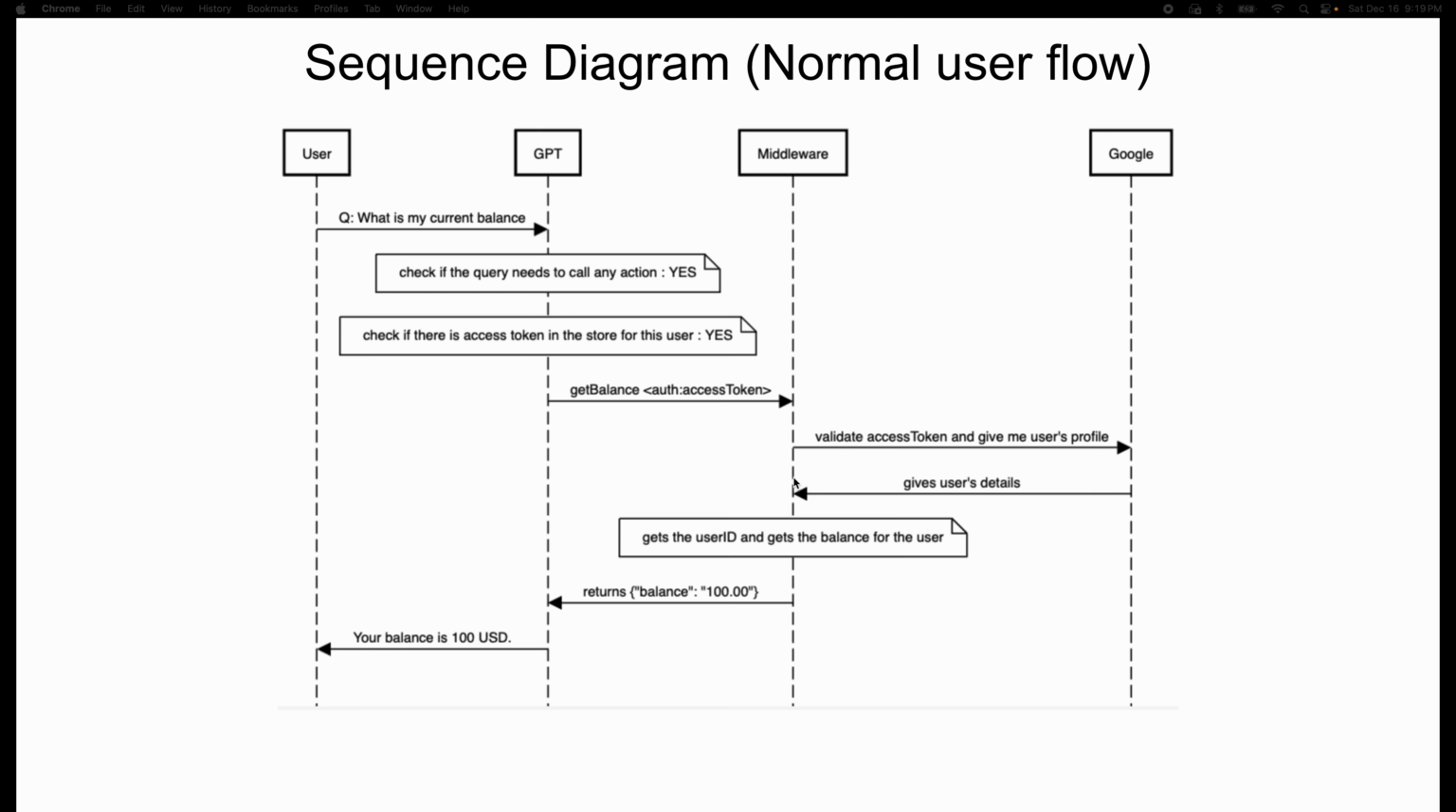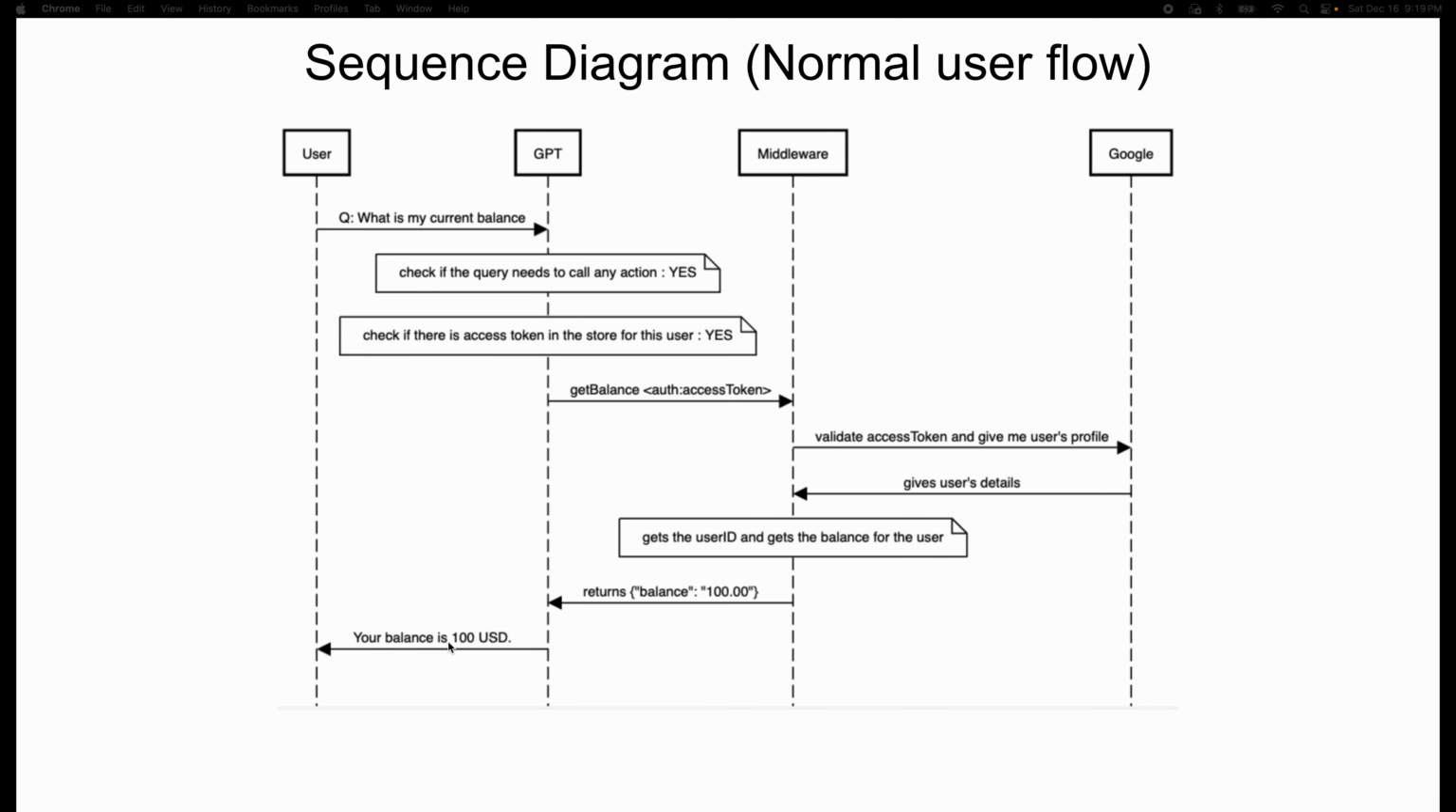Of this, we will just use the user ID and locate the entry in our database for this user, and answer the question around what is my current balance as this JSON object. The JSON object will then be converted into a human readable form, and the user will get this as an answer, like your balance is 100 USD.